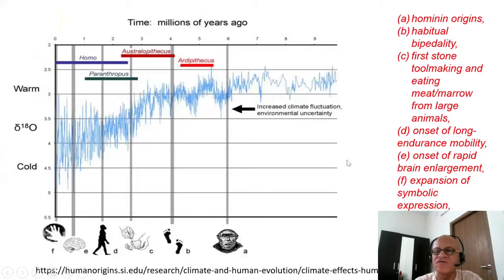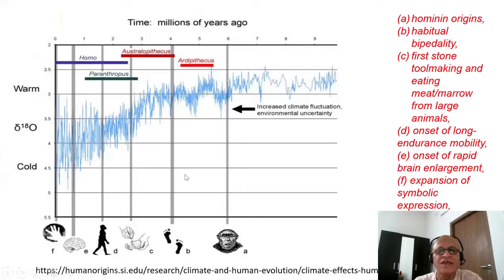So D is the onset of long endurance mobility, which allowed migrations around the globe out of Africa hypothesis, and onset of rapid brain enlargement, and then expansion of symbolic expression, innovation, cultural diversity, and so on and so forth. Of course, population growth exploded after we settled down as agricultural communities, because the hunter-gatherers who used to move a lot with families had lower fertility rates. Settling down and having family structure, childcare made the women more fertile, population began to grow, and so on and so forth.